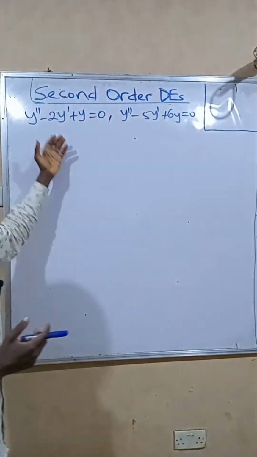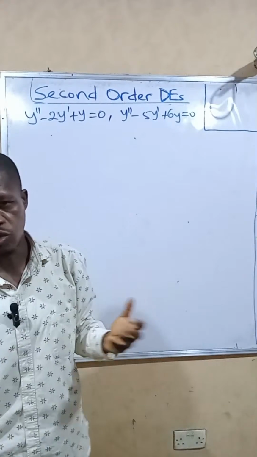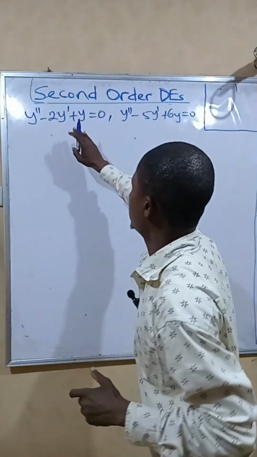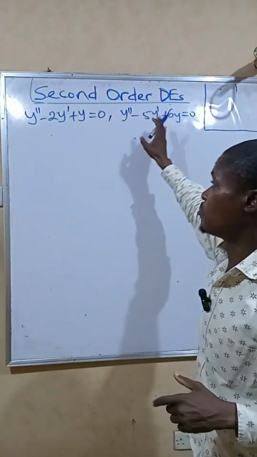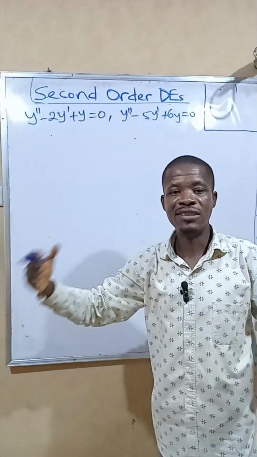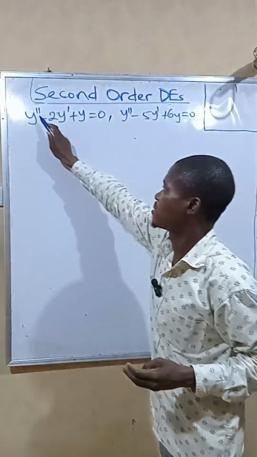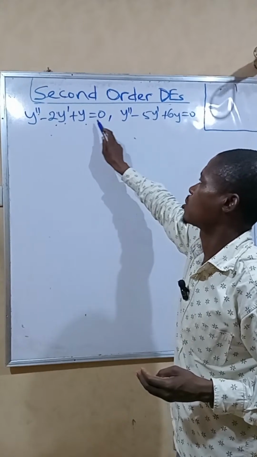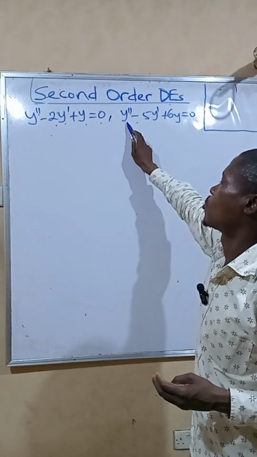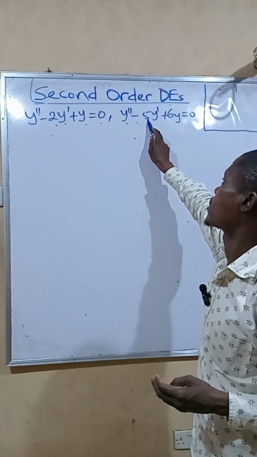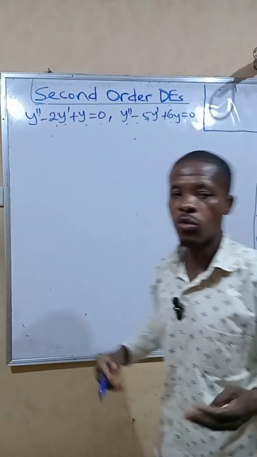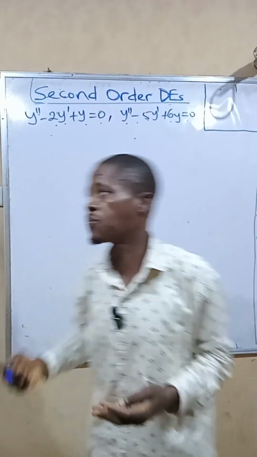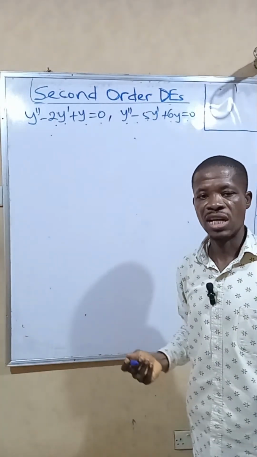Welcome. We're looking at the second order differential equation. I want to, and we have a few of these questions. We still have more to explain in this theorem. We have this second order differential equation y double prime minus 2y prime plus y equal to 0. We have the second one also, y double prime minus 5y prime plus 6y equal to 0. But before we start solving questions, I want to lay the foundations for how to solve second order differential equations.